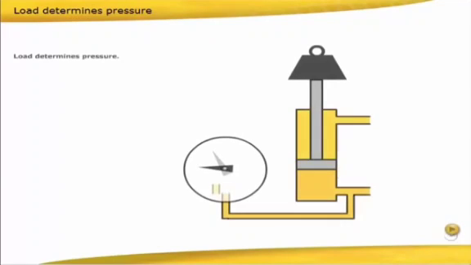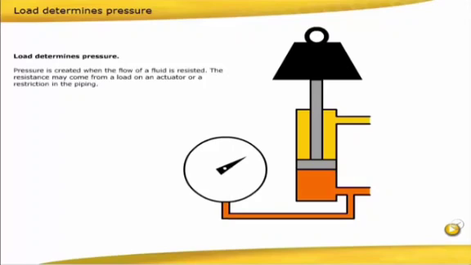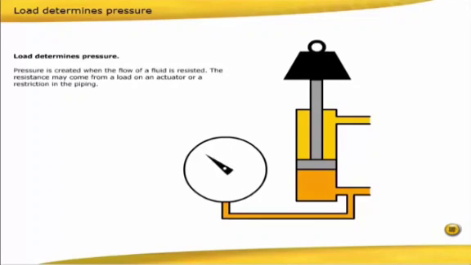Load determines pressure. Pressure is created when the flow of a fluid is resisted. The resistance may come from a load on an actuator or a restriction in the piping. Click on the hotspots. Pressure as a result of constant load.